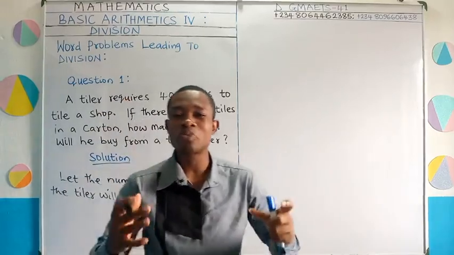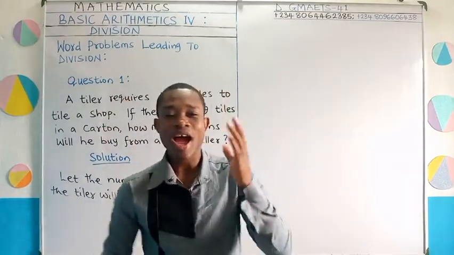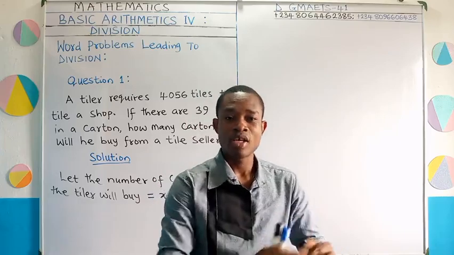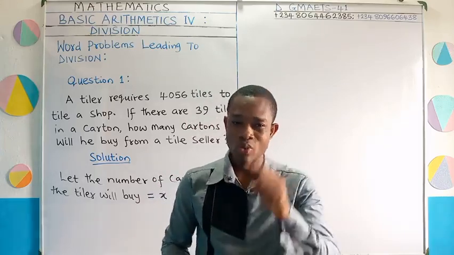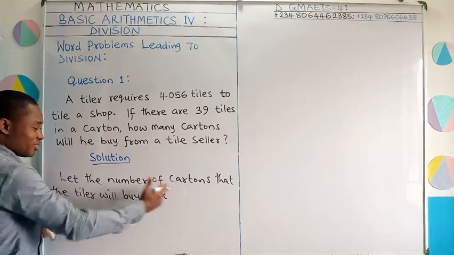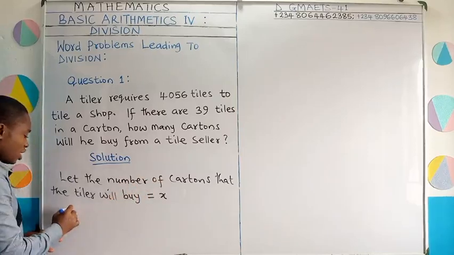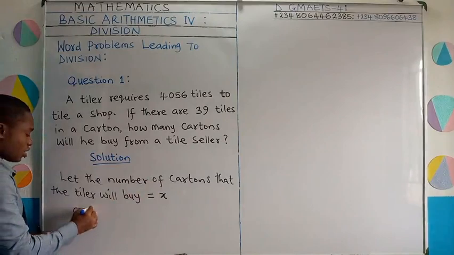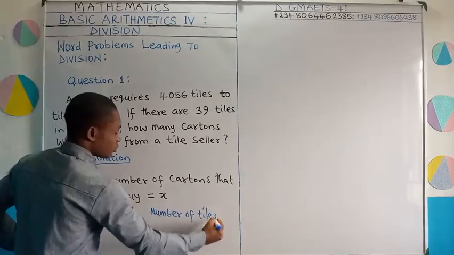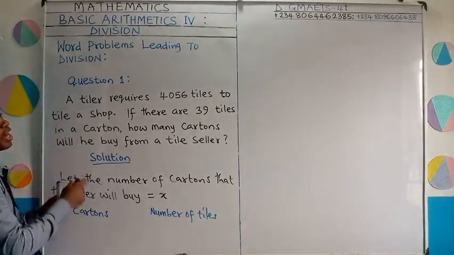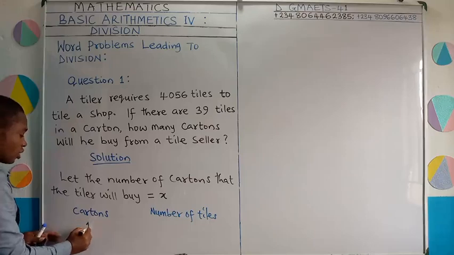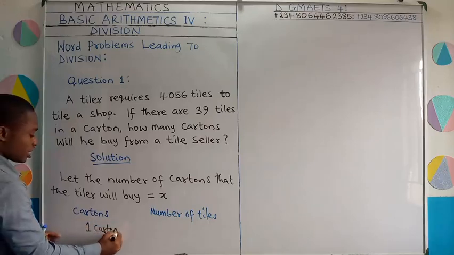when I taught you word problems leading to multiplication, I told you the use of words like a, and, per. They all refer to what? One. They mean one. So from this problem, I can arrange the two information of interest. Here I can just put, let me say cartons here, and this side, let me put number of ties. Good. So from the question, I know that there are 39 ties in a carton. So I'll just write 1 carton equal to 39 ties.